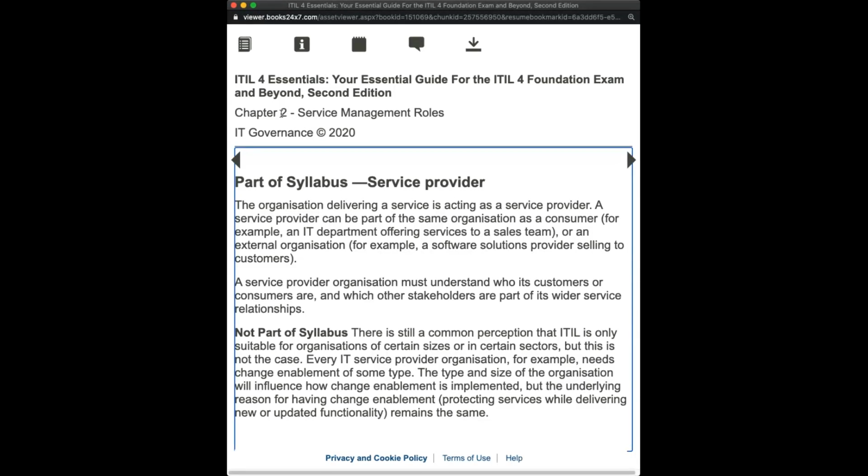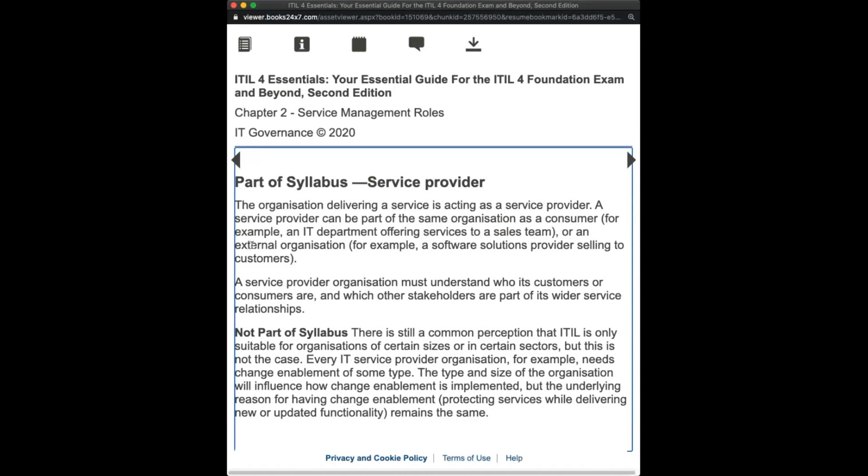So the service provider can be part of the same organization as a consumer. This is again the internal customer. Let's say the sales team needs their customer relationship management system up and running. The IT department is the one providing that service to make sure that application is available for the sales team so that they can do their work properly, efficiently, track their customers, and so on and so forth.